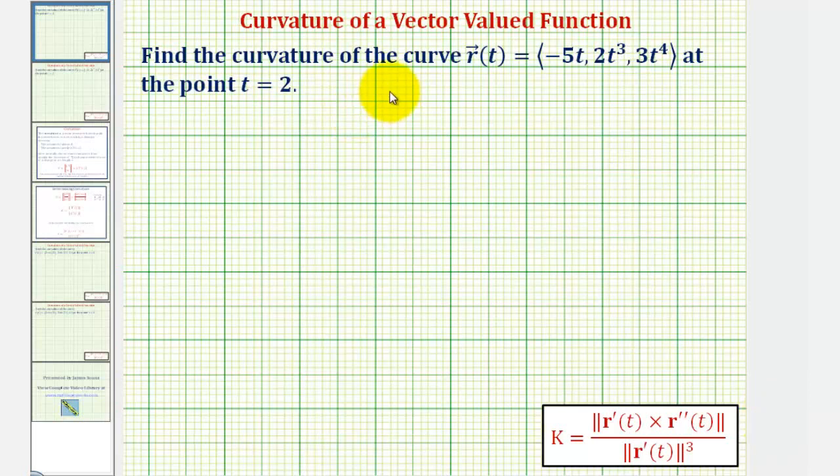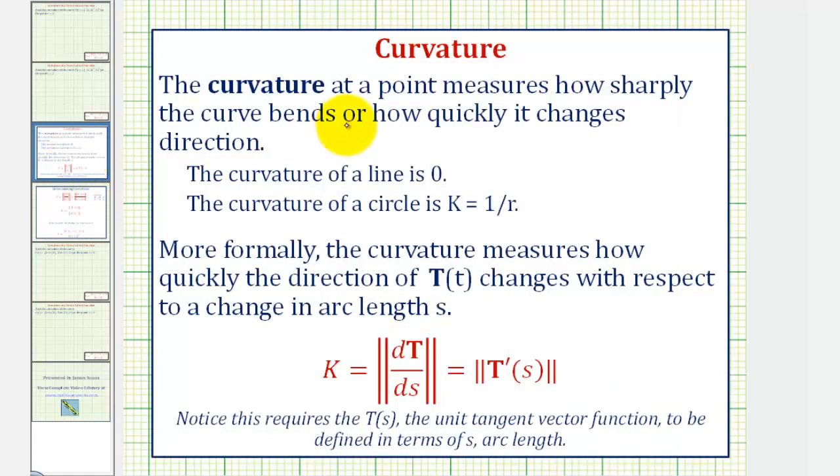We want to find the curvature of the curve given by the vector valued function r of t at the point when t equals 2. The curvature at a point measures how sharply the curve bends or how quickly it changes direction.